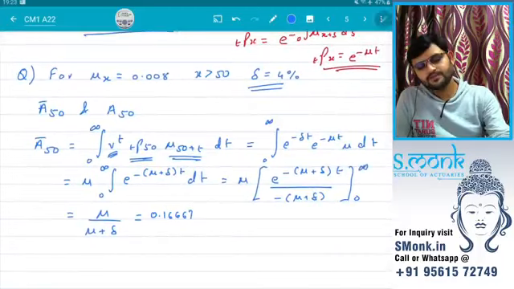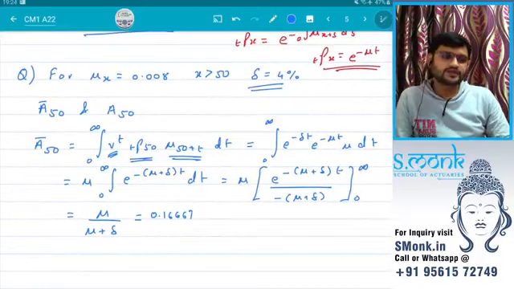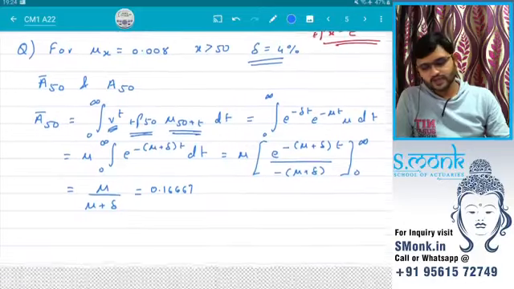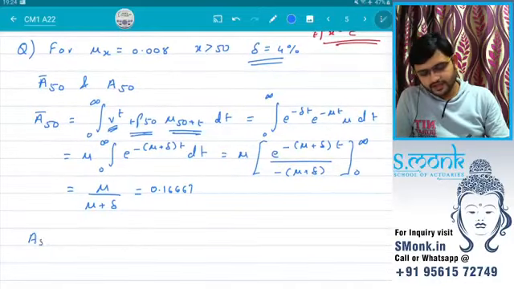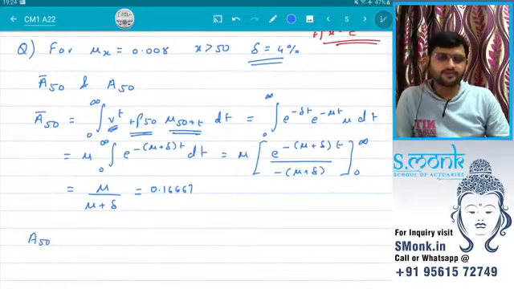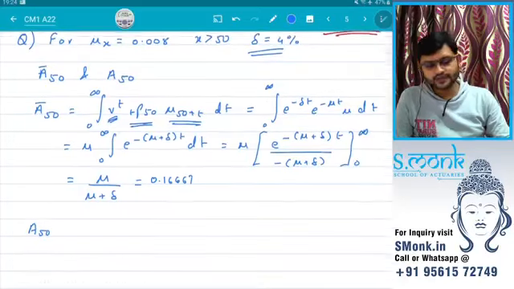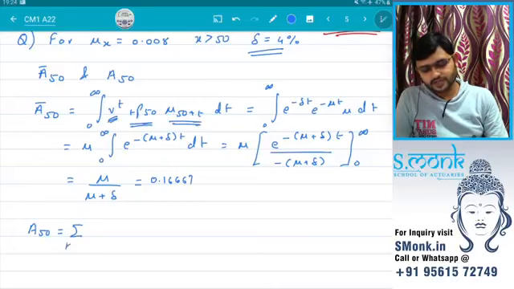We know what our TPX is, and we can easily calculate TQX, which is just 1 minus this. So when we are finding our A50, payable at the end of the year of death, according to the formula, it is the summation for k going from 0 to infinity.